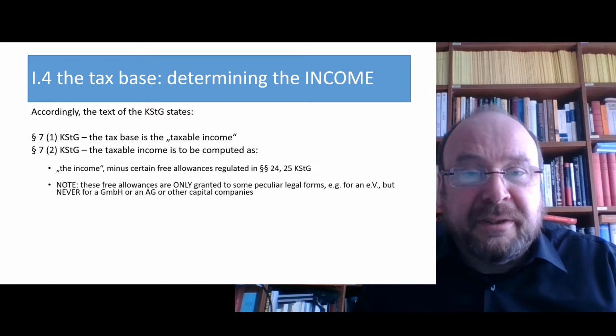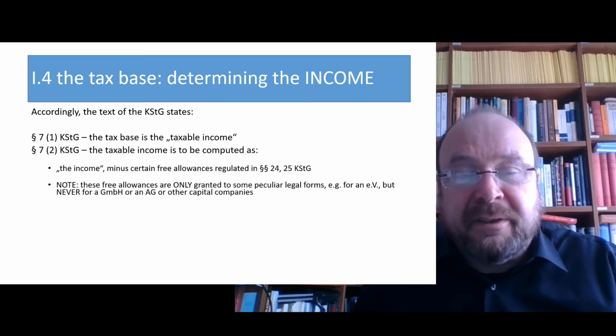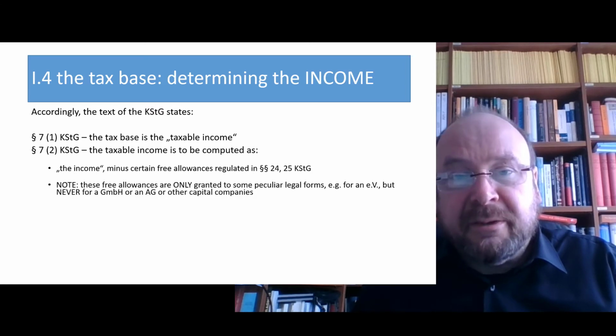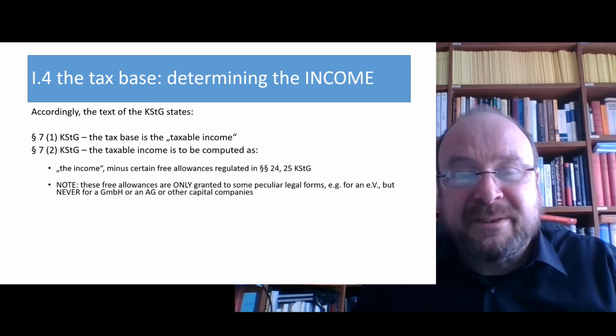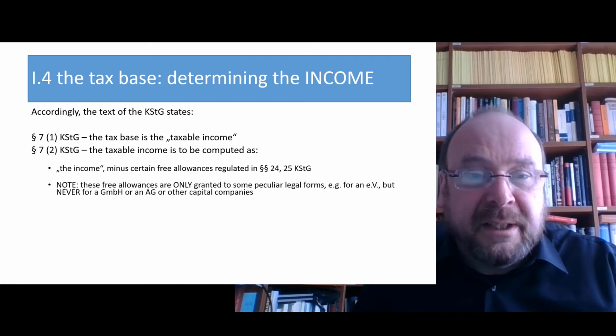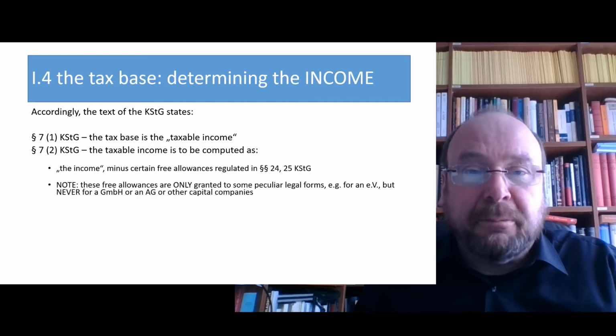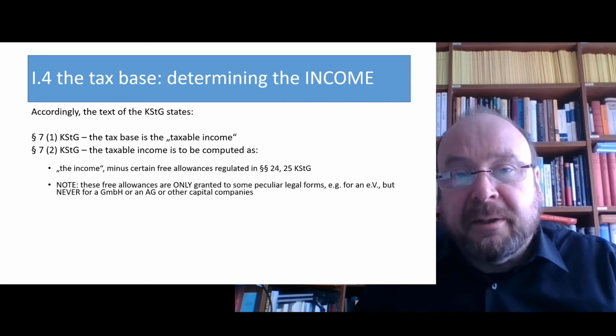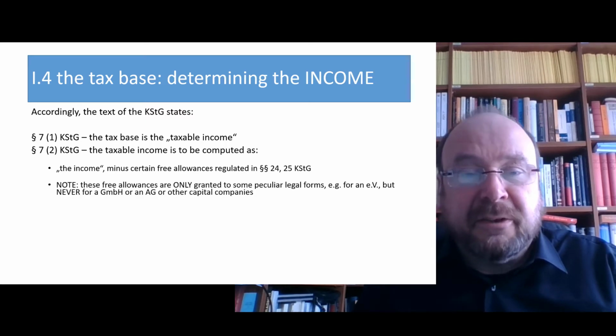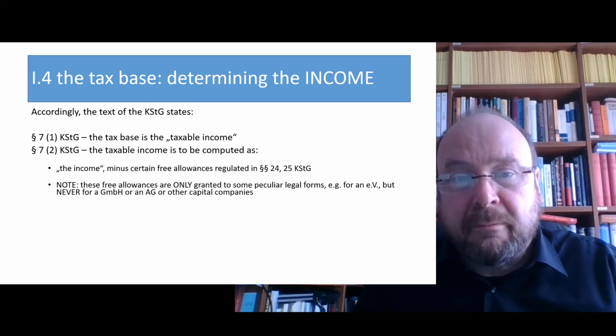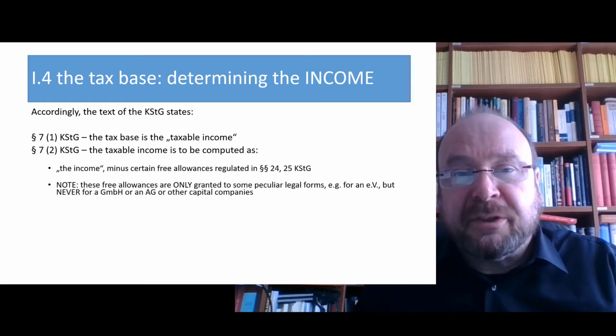And by the way, the position in the Tax Act shows that these free allowances are only granted in special cases. Especially the free allowance of 24 KSTG is only granted to legal entities which cannot pass on their profits to other persons. So it would be possible for a private association for non-economic purposes. In Germany, that would be an eingetragener Verein, an EV. But it would never be possible for a GmbH or AG or other capital companies or cooperatives or so. So no legal entity which serves economic purposes in the first rank or so. So nothing which could pass on profits, which serves as a capital investment for shareholders or so.